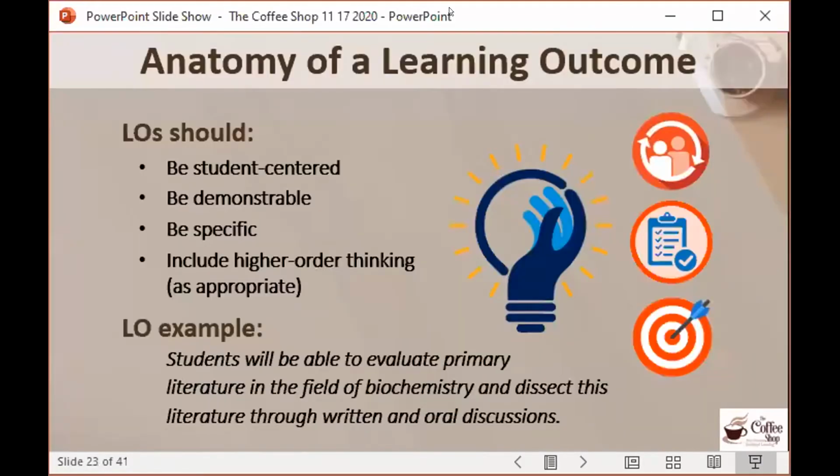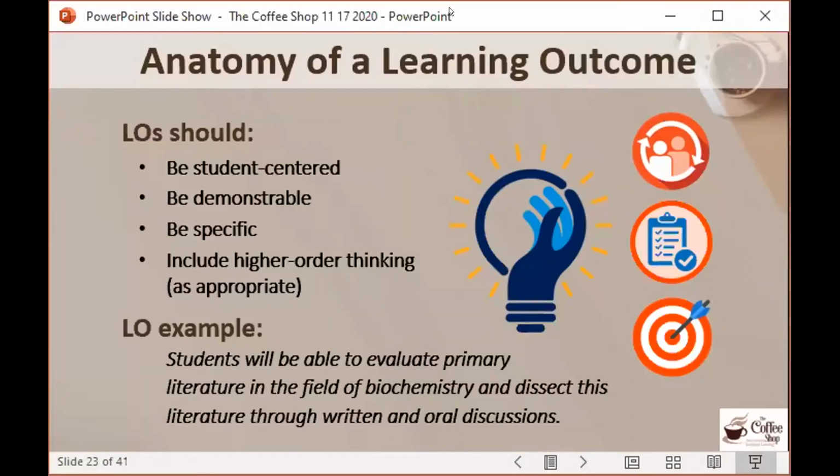So, how do we write learning outcomes? I'm on the curriculum committee, and as Jody was saying, we get a lot of learning outcomes that are students will understand, students will know, students will learn. And yeah, most of our time in the curriculum committee is spent revising those. So a learning outcome should be student-centered, demonstrable, and specific. As appropriate, it should also include higher order thinking.